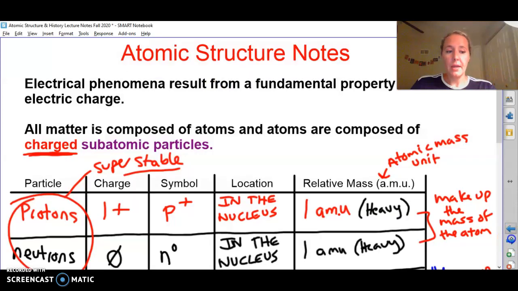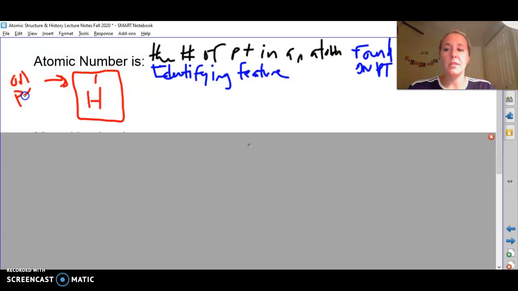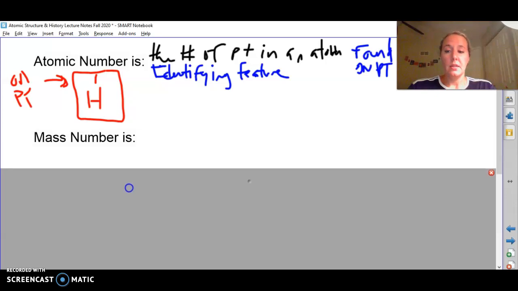So going back. The atomic number is an identifying feature, it's the number of protons, and on the periodic table, it's delineated on top of the element. On the periodic table, it's that top number. You can find it on the periodic table, and that's what that one is.